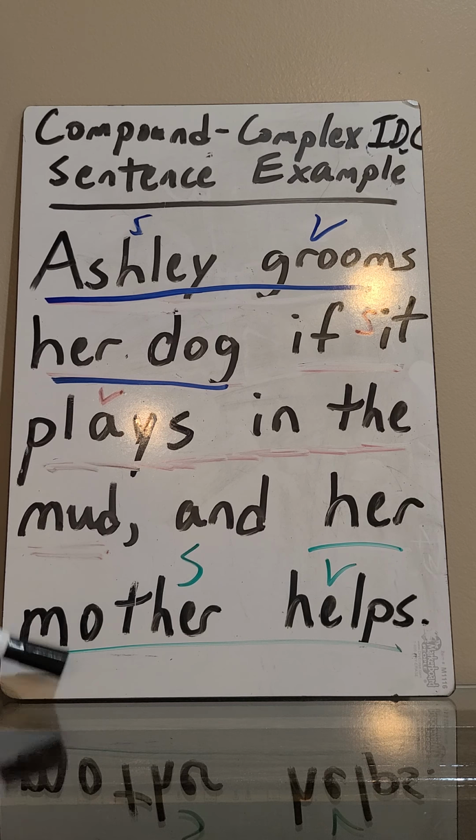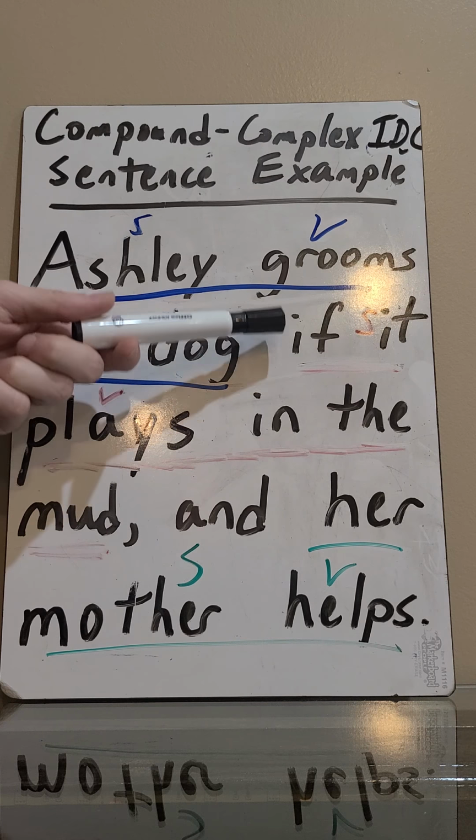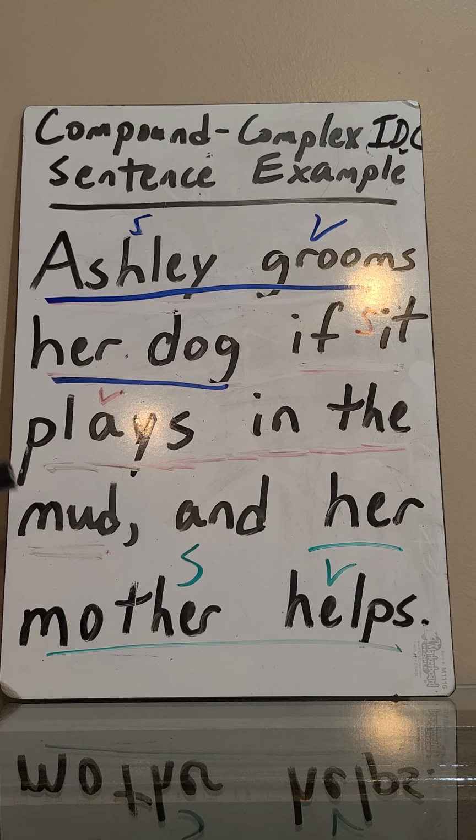The blue and the green here could be their own sentences. And we have a complex sentence buried kind of within that compound sentence with the dependent clause if it plays in the mud, depending on this independent clause, Ashley grooms her dog. So we have a compound, complex, ID, C sentence example.